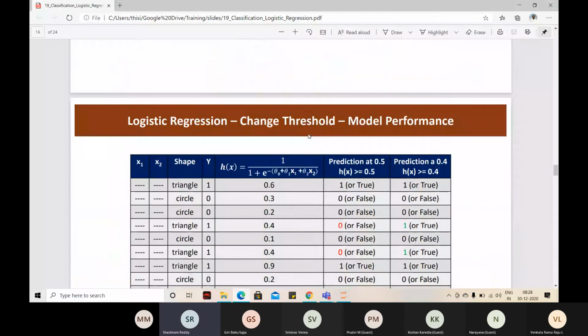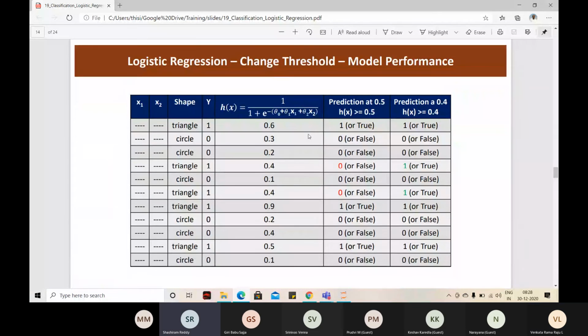It may go in the wrong direction, right? If we are not taking the threshold properly, it may go in the wrong direction also. But I am explaining this because for some models we need high precision, and for some models we need high recall, right?